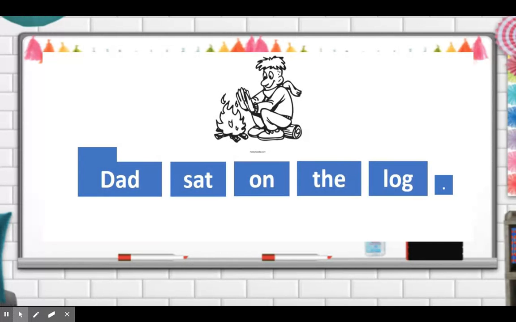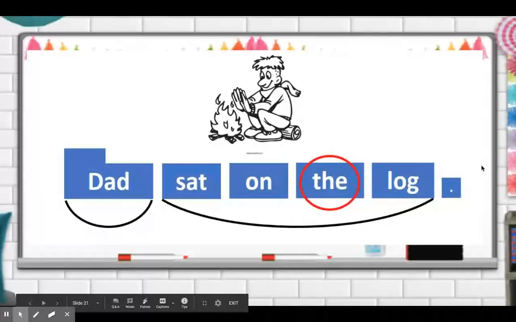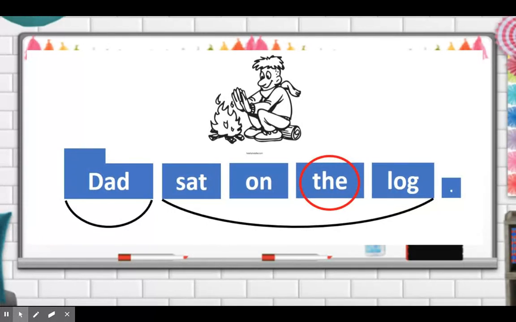Good. Can we be a trick word detective now? Do we see any trick words in our sentence? Good. The word the is the trick word. So make sure you grab your red crayon and circle the word the in your sentence. Then I would like you to take a pencil and scoop your sentence just like mine, because that scooping reminds us that we have to read with expression and we don't want to sound like a robot. So, dad sat on the log. Read it to a parent.